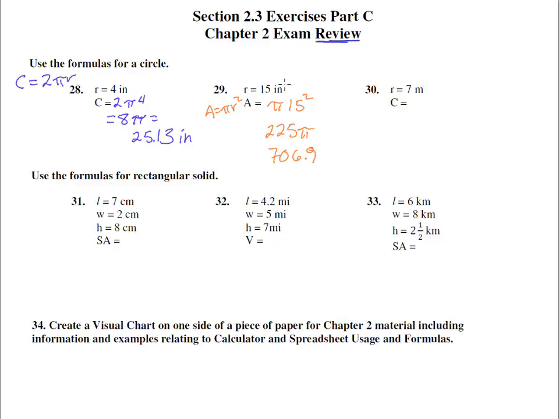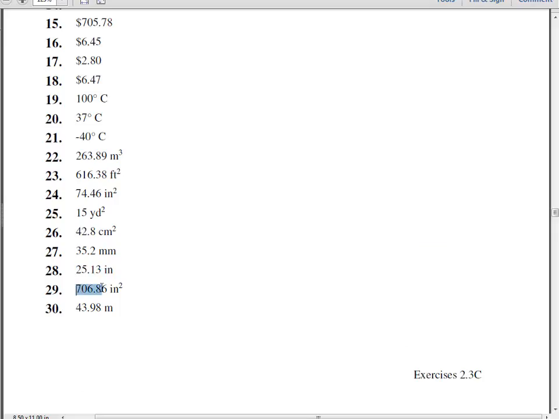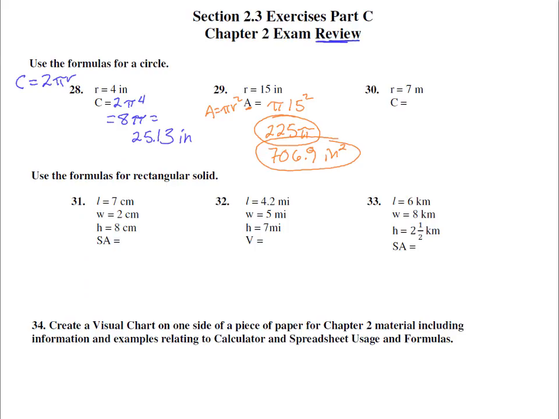706.9, and then we are in inches, but this is an area, so it's inches squared. 706.9 inches squared, or if we were to write it staying in pi, both of them are correct. Let's check our answer. 706.86 or 706.9 inches squared. Correct. Let's move on to number 30.